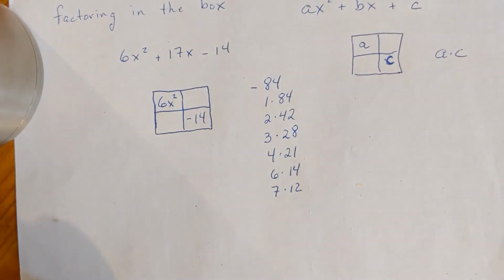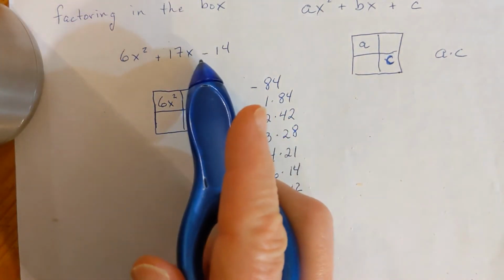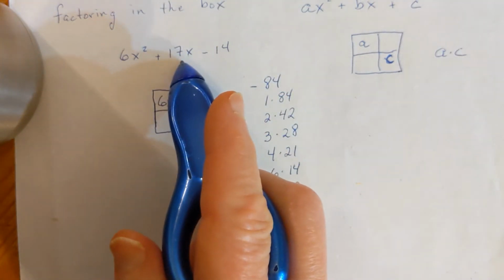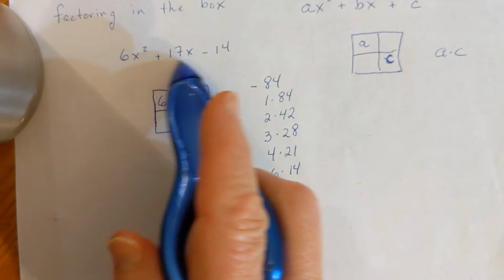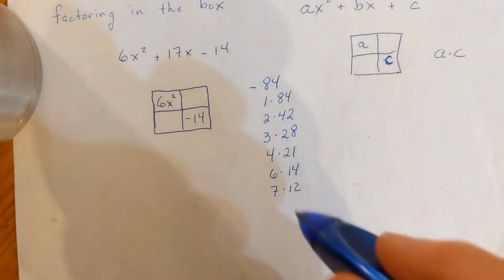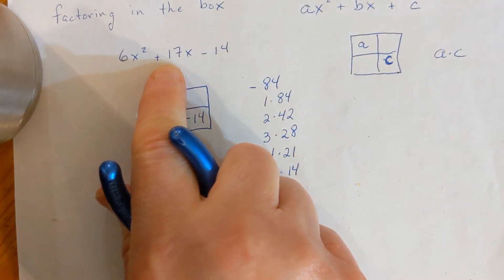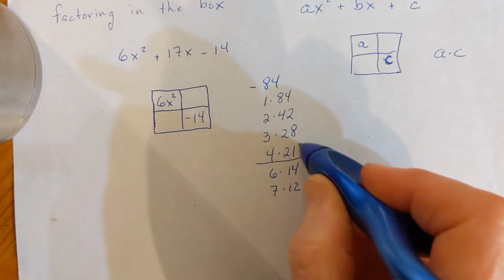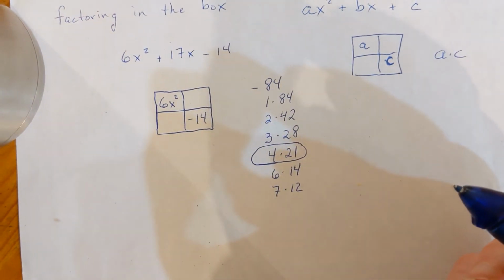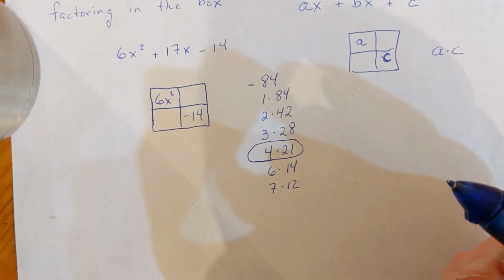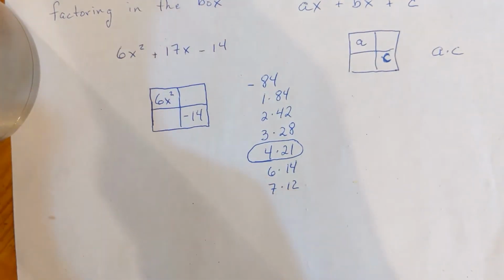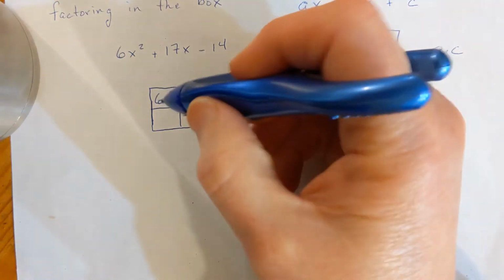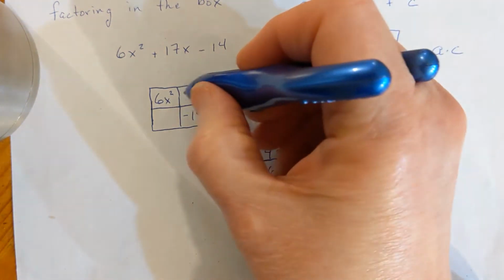I didn't worry about the negative because right here, because it's negative, I know I need the difference between my pairs of factors to be positive 17, because my middle term, my b term, is positive 17. So come right down here and I find 4 and 21. The difference between 4 and 21 is 17. So I'm going to have a positive 21 and a negative 4.